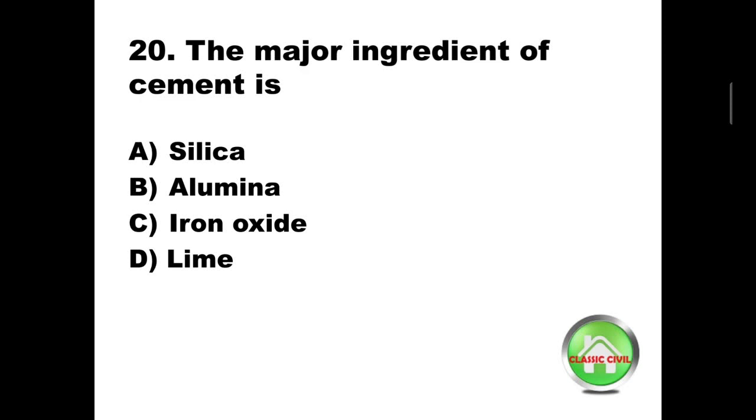Question number 20. The major ingredient of cement is option A silica, option B alumina, option C iron oxide, option D lime. The answer is option D, lime.